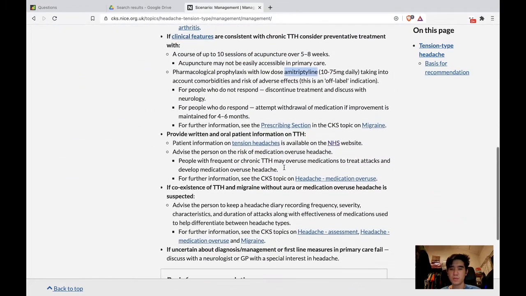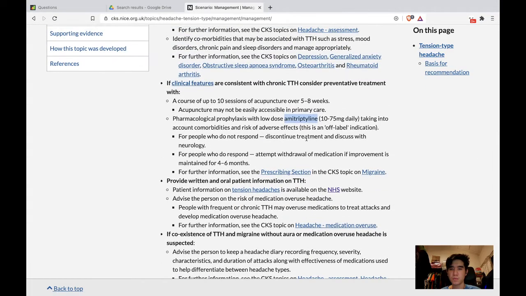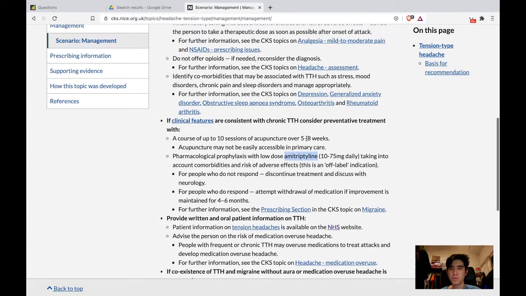Here. Identify comorbidities that may be associated with tension type headache such as stress, mood disorders, chronic pain, and sleep disorders. Stress, mood disorders, chronic pain, and sleep disorders.